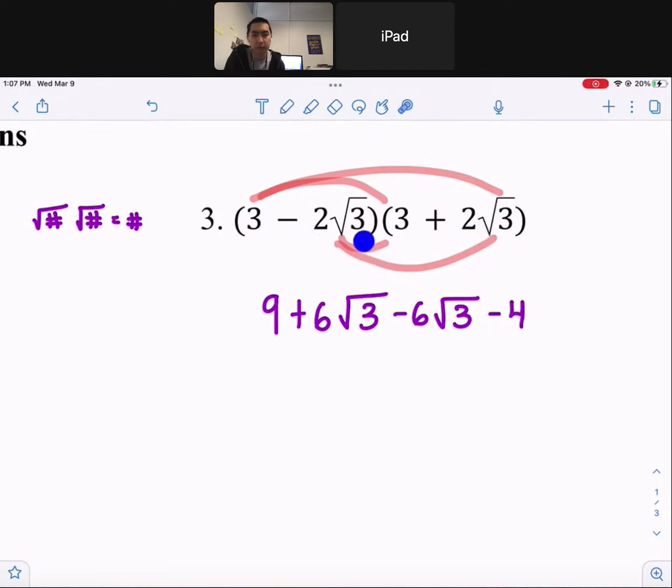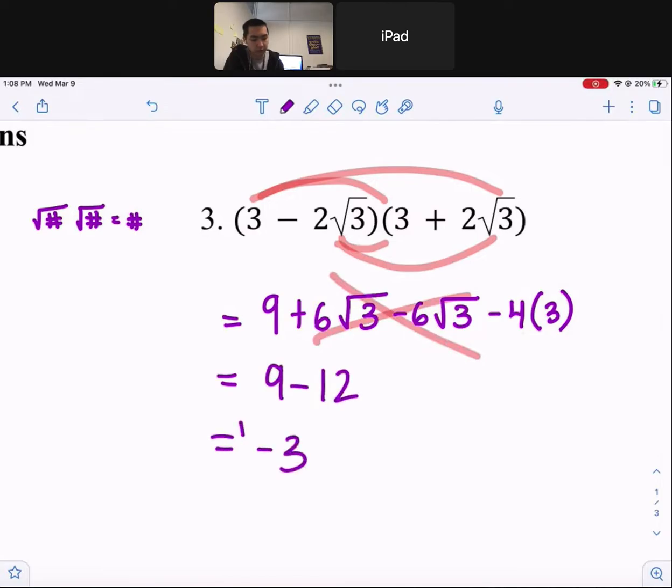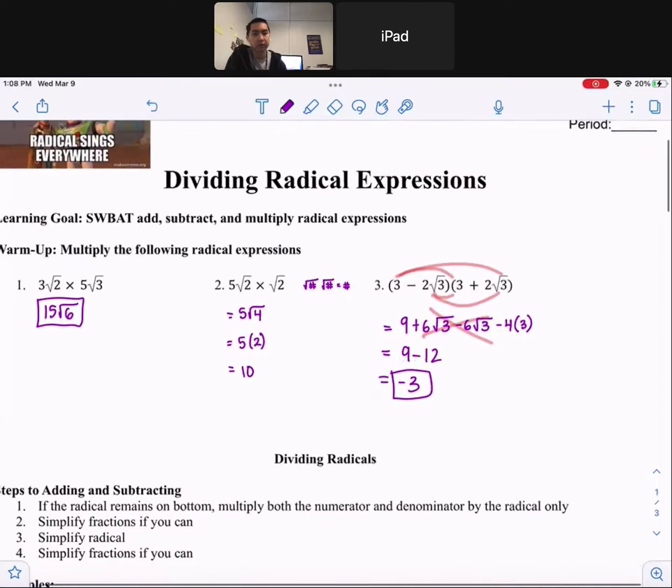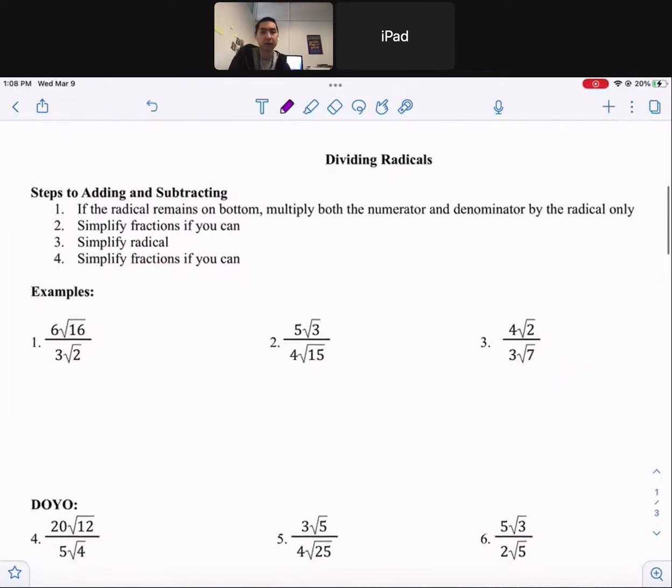Now here comes the moment, right? Rad 3 times another rad 3 is just going to give you 3, because rad 3 times rad 3 is the square root of 9, but the square root of 9 is just 3 with no radicals, right? And then you just simplify from here. Because these two radicands are the same, you do 6 minus 6, which means these cancel. So all we have is 9 minus 12, which is just negative 3. So that was the warm-up. We did that today. And now let's get to dividing radicals.